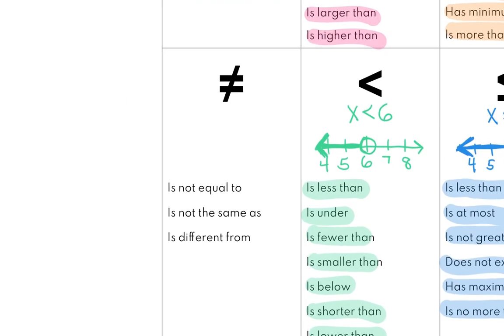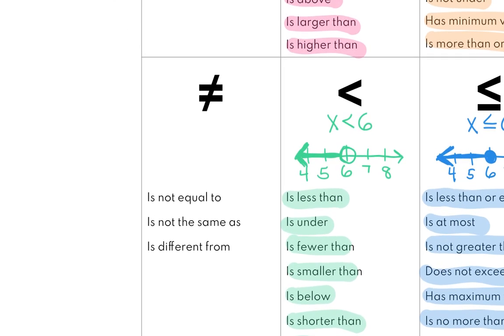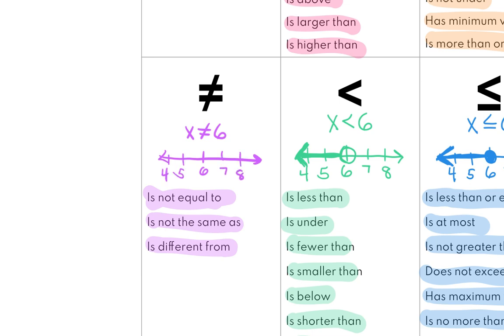The last inequality symbol that we have is not equal to. Not equal to, not the same as, is different from. The way that we show this one is we can write x is not equal to 6, which means that it can be anything but 6 on a number line. What this looks like is because it cannot equal 6, it's an open circle, and then we're going to shade both ways. It can be anything but 6, so that's how we show not equal.